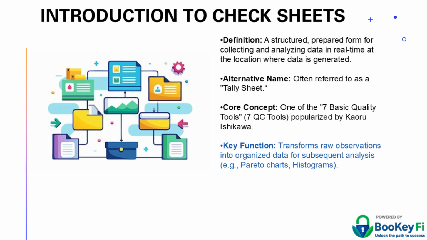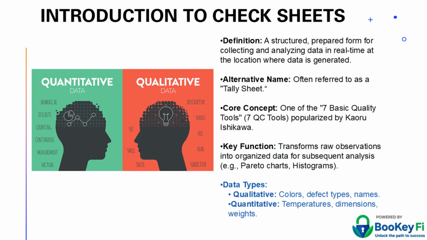By sorting information at the point of entry, it creates a clean foundation for identifying patterns and prioritizing which issues to fix first. Check sheets are designed to handle various forms of information, specifically qualitative data. This includes descriptive attributes like colors, defect types, and names. It is essential for identifying the what and where of a problem.